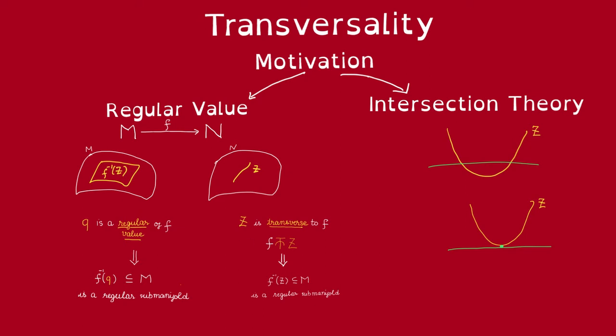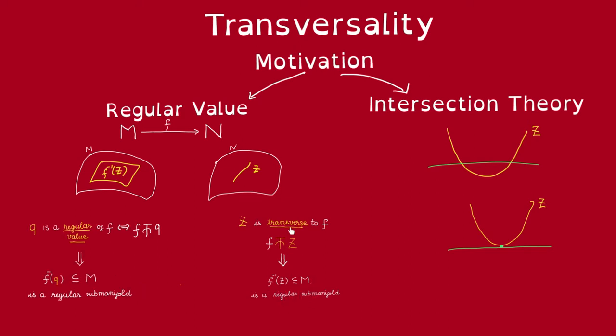So we'll define transversality in such a way that if Z is transverse to F, then the fiber over Z is going to be a regular submanifold of M. And this will be a true generalization of regular value in the sense that Q is a regular value of F if and only if Q is actually transverse to F. So that's one way we can motivate the notion of transversality.